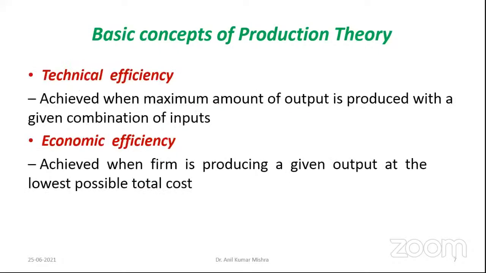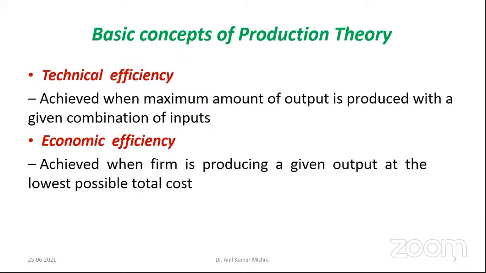Right. Now, what is technical efficiency and economic efficiency? Technical efficiency is achieved when the maximum amount of output is produced with the given combination of input factors. As you know, inputs are given to you. If you maximize, that means you optimally utilize those inputs to maximize the output. That means our intent is to maximize production. And it is possible if we optimally utilize our input factors. Then in that case, it is called technical efficiency.